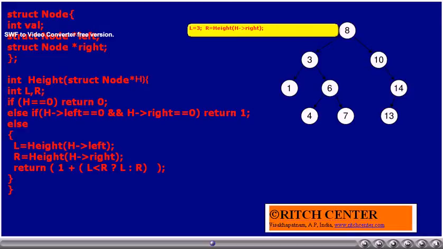Thus, we will be recursively traversing the right subtree of the root node. We will be sending the address of the right child of the root node as argument for this height function again. So that portion we will be traversing recursively.